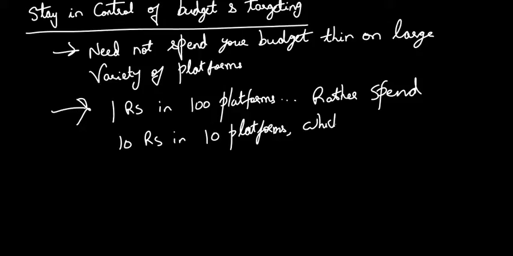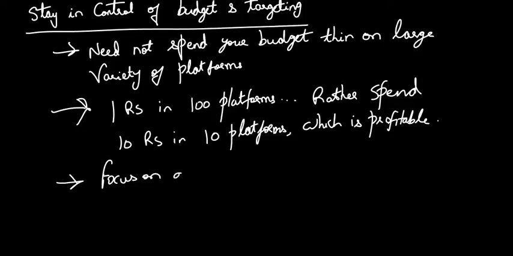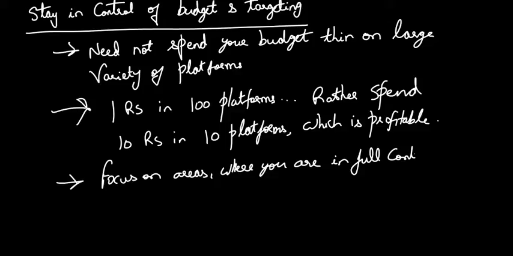is profitable. So this will help you to yield profitable results. Though in both cases the cost to you is 100 rupees, the revenue will be hit when you concentrate on more platforms, because when you concentrate on more platforms which are not relevant to you, then even the best platforms which are relevant to you will be missed out. So you have to rather spend more on platforms which are applicable to you, rather than spending on thin platforms. In other words, you have to focus on areas where you have full control, where you are in full control of targeting and cost.